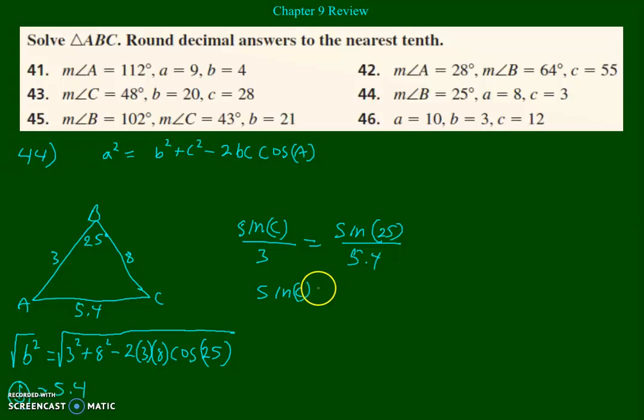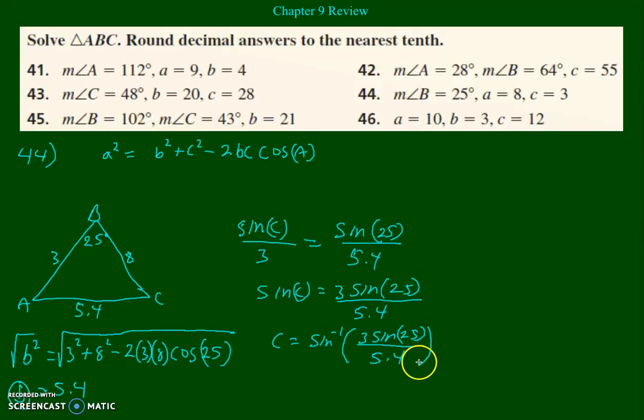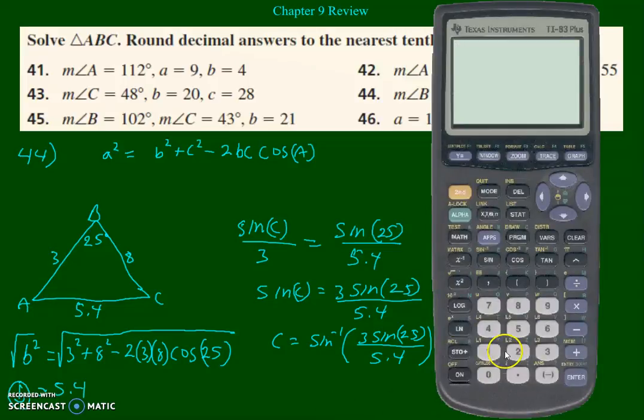Sine C equals 3 sine 25 over 5.4. And now you can see that we're going to take an arc sine because we're looking for the angle. So C equals arc sine of 3 sine 25 over 5.4. Now let's pull out our calculator and find out what that value is.